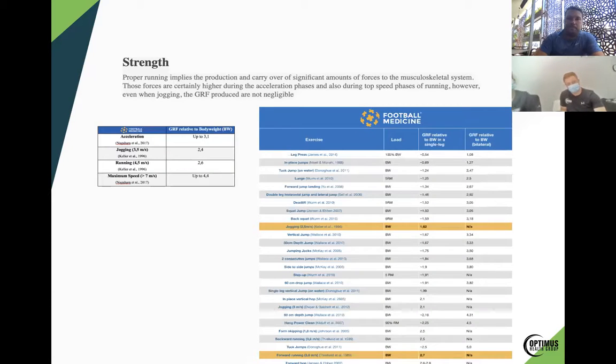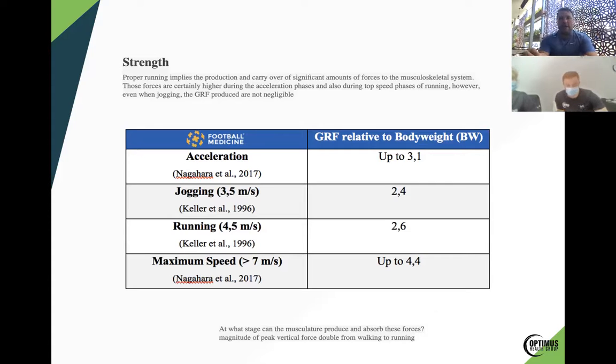Cool. So, strength: ground reaction force relative to body weight, 2.4 times your body weight in jogging at 3.5 meters per second. All right, cool.